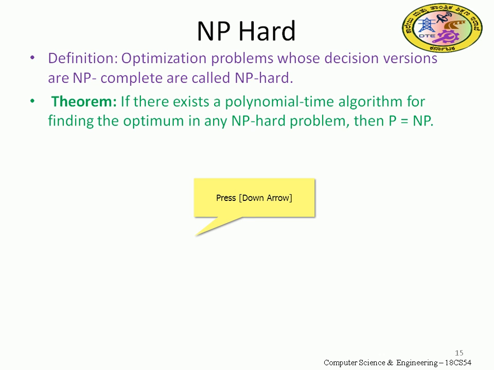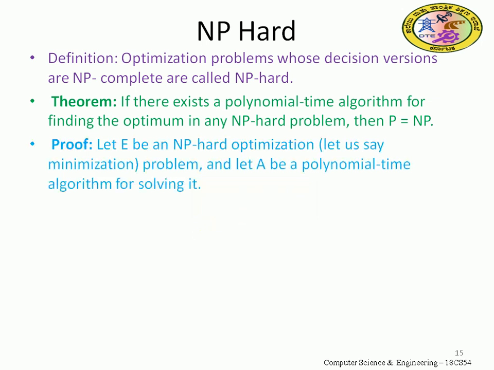Theorem: if there exists a polynomial time algorithm for finding an optimum in NP hard problems, then P is equal to NP. That is the theorem. Then with the polynomial time algorithm we can solve the problem in polynomial time, and finding an optimum in any NP problem means P is equal to NP.